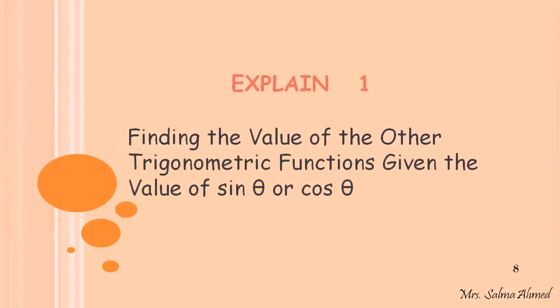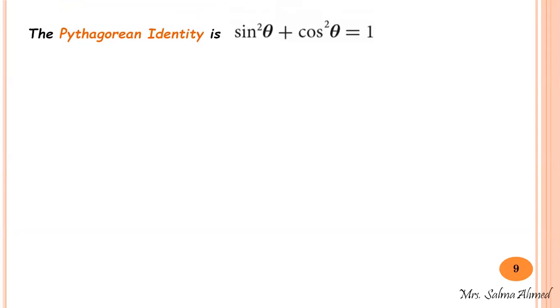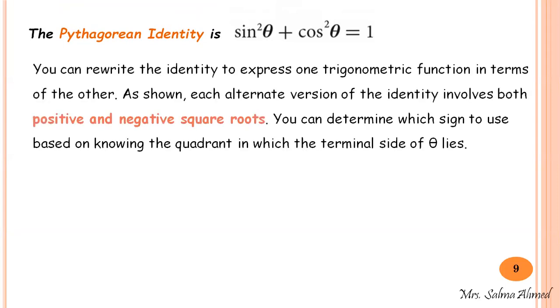Explain 1. Finding the value of the other trigonometric functions given the value of sine theta or cosine theta. The Pythagorean identity is sine squared theta plus cosine squared theta equals 1. You can rewrite the identity to express one trigonometric function in terms of the other. As shown, each alternate version of the identity involves both positive and negative square roots. You can determine which sign to use based on knowing the quadrant in which the terminal side of theta lies.